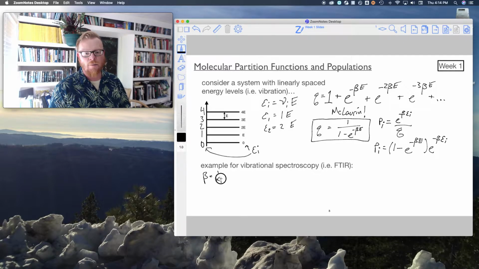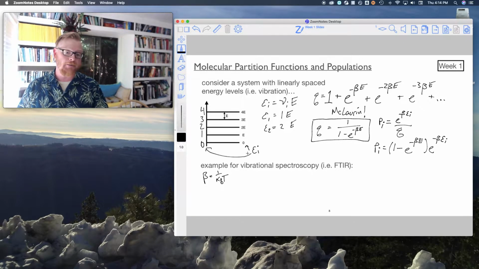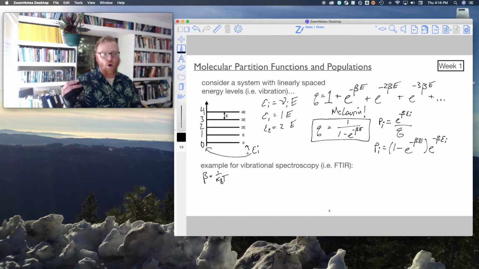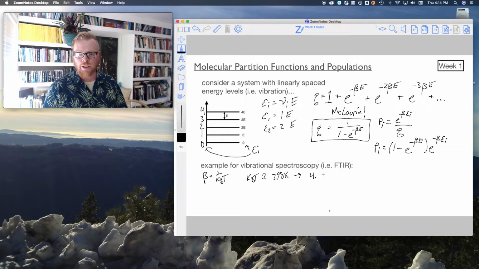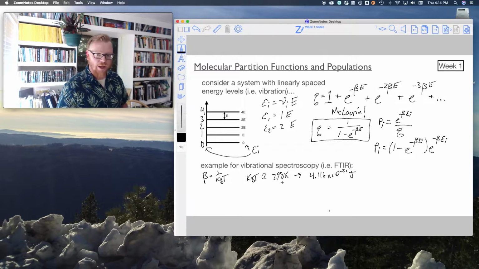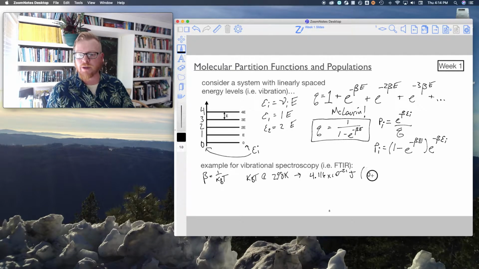Remember, that's just a shortcut for saying 1/k Boltzmann T, okay? Which is going to have units of 1/energy. Remember, k Boltzmann is joule per Kelvin, times a Kelvin is 1/joules, all right? And so the value of kBT at 298 Kelvin is, and I just did this directly, so make sure that you can get to this value yourselves, 4.116 times 10 to the minus 21 joules at room temperature, okay? So 298 K times 1.38 times 10 to the minus 23. So this is about 25 millielectron volts.